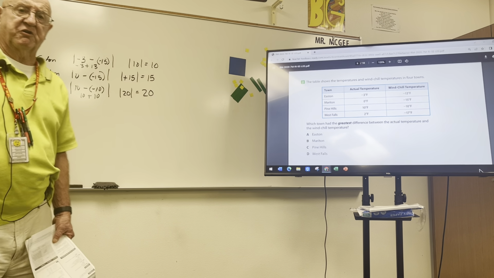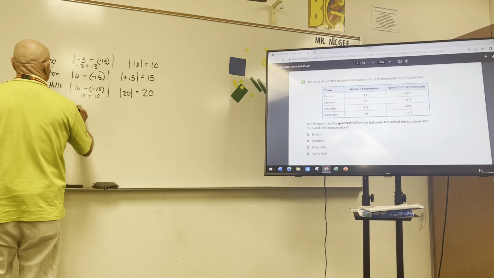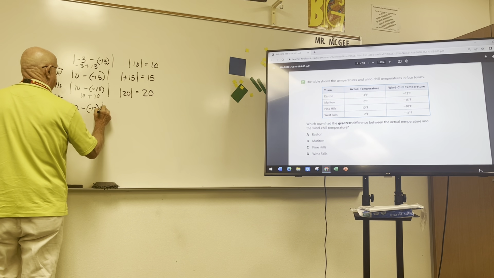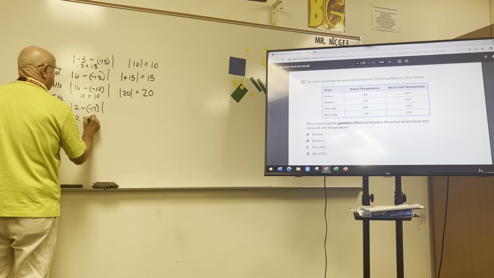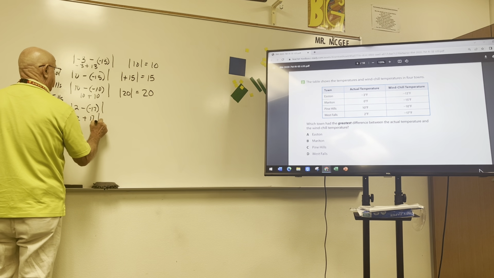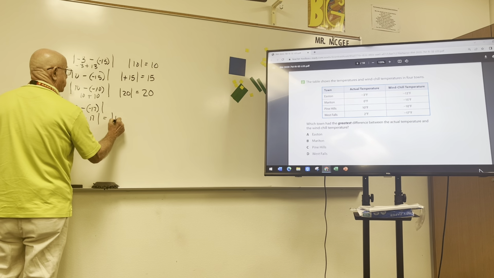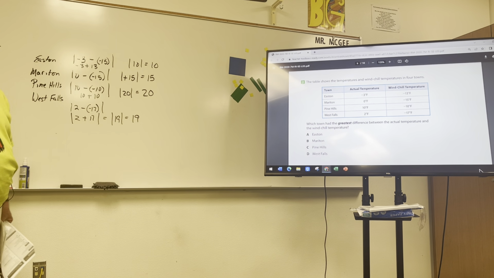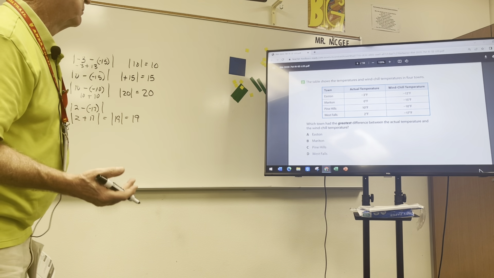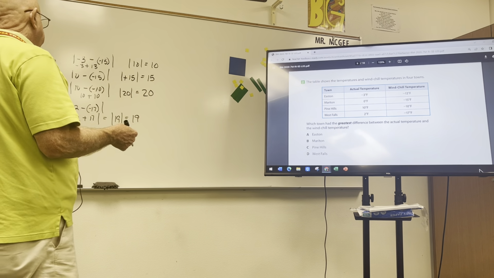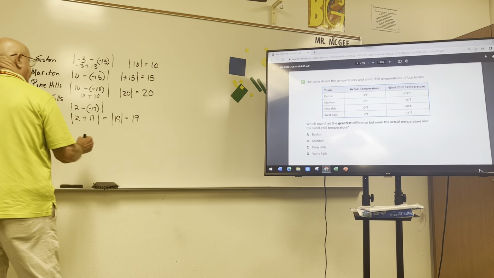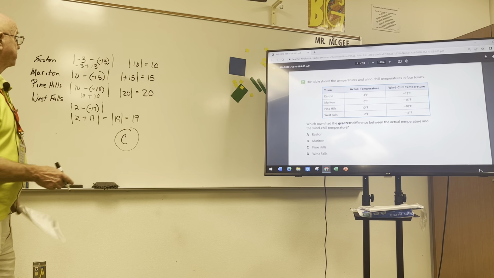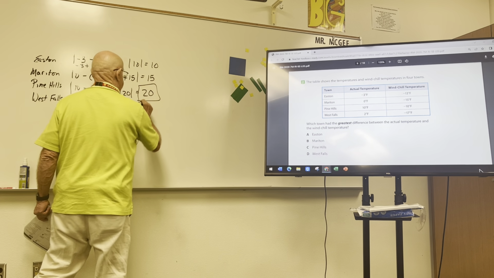And then West Falls is 2 degrees. So West Falls is 2 degrees minus the negative 17, right? Which becomes 2 plus 17, and the absolute value of that is going to be the absolute value of 19, so it's equal to 19. Because remember, absolute value is always positive. In this case, that means that Pine Hills has the largest difference. That's answer C. Pine Hills has the largest difference because it's 20 right here.